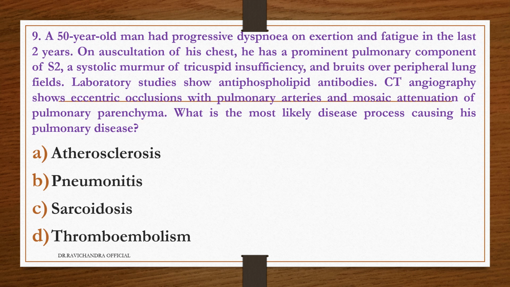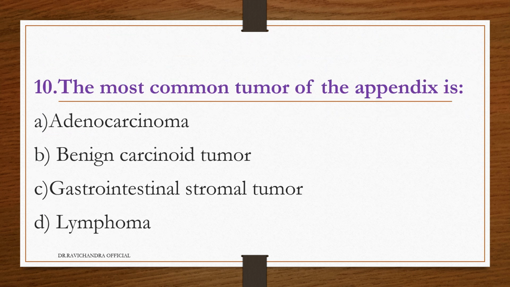Coming to the last but not the least question: the most common tumor of the appendix is: adenocarcinoma, benign carcinoid tumor, GIST, gastrointestinal stromal tumor, Option D, lymphoma. The correct answer is benign carcinoid tumor. Carcinoid tumors are the most common type of tumors found in the appendix, and they account for around 80 to 90% of all the appendiceal tumors. Most of these tumors are benign and are usually discovered incidentally during surgery for appendicitis.